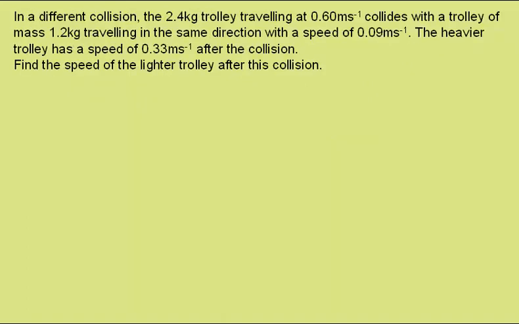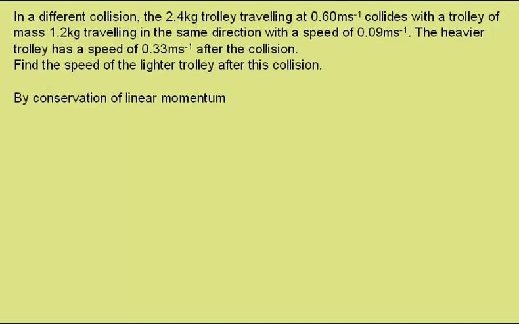In a different collision, the 2.4 kilogram trolley travelling at 0.6 meters per second collides with a trolley of mass 1.2 kilograms travelling in the same direction with a speed of 0.09 meters per second, so the initial conditions are the same as before. The heavier trolley has a speed of 0.33 meters per second after the collision. Find the speed of the lighter trolley after this collision.